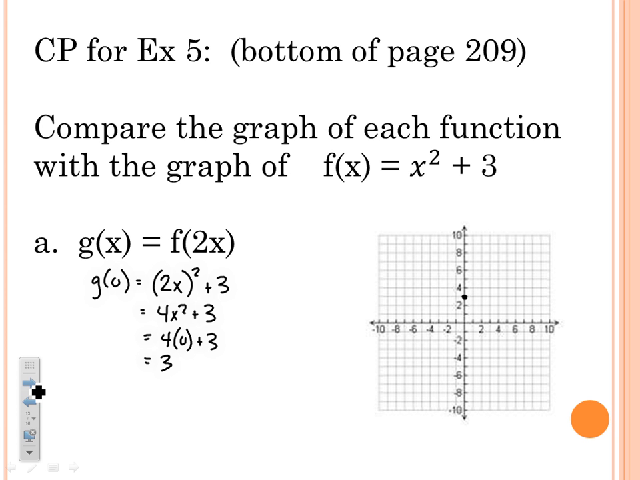Okay, now let's do a couple more points yet. How about g of 1? So now we're going to have 2 times 1 squared plus 3. So 4 plus 3, which is 7. So (1, 7) is a point.